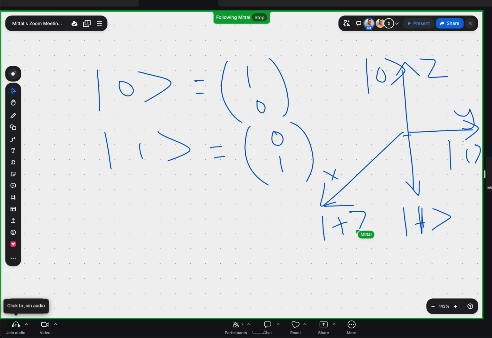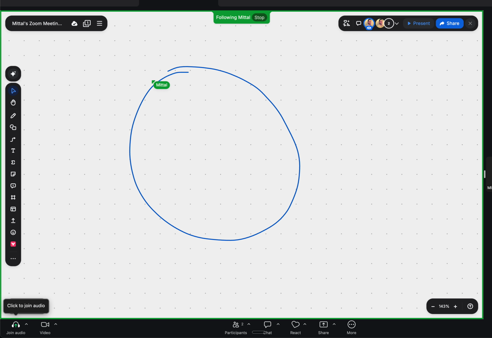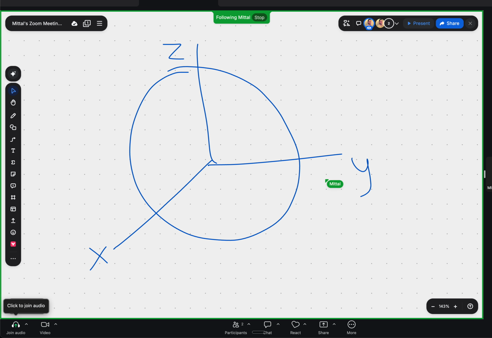So let me now define a Bloch sphere. So we have a sphere like this, and we have the x-axis, the y-axis, and the z-axis. This is the 0. On the negative side of the z-axis is the 1. On the positive side of the x-axis is the plus vector. On the negative side of the x-axis is the minus vector.